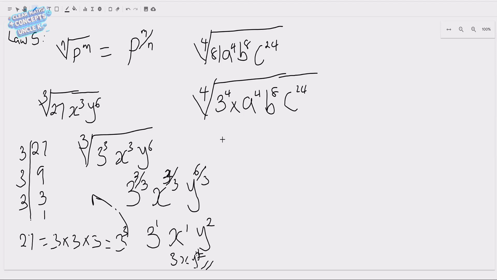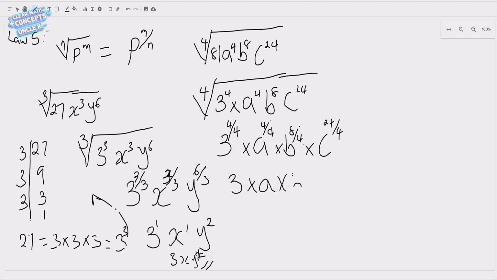Alright, so when you remove the roots, every one of those powers gets divided by 4. So times b raised to the power 8 over 4 times c raised to the power 24 over 4. So you have 3 raised to the power 1 times a raised to the power 1 times b raised to the power 2, c raised to the power 6. So your answer will be 3ab squared c to the power 6.